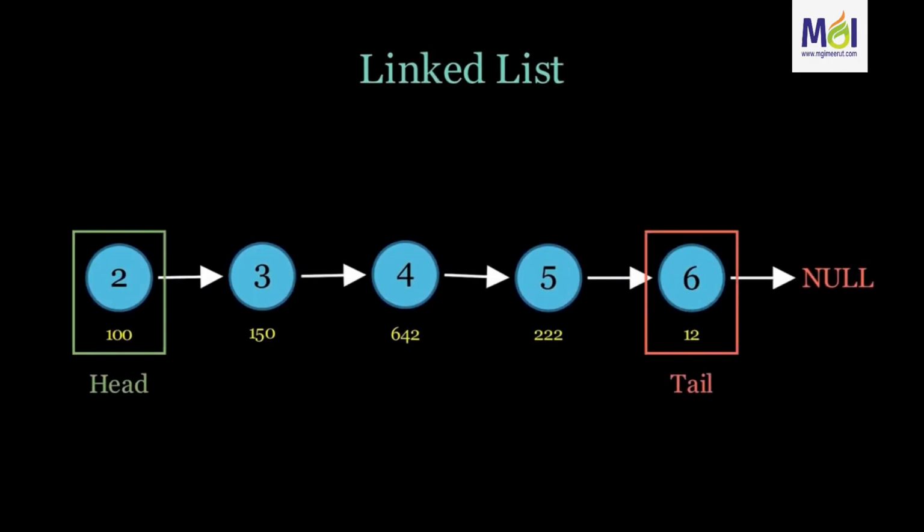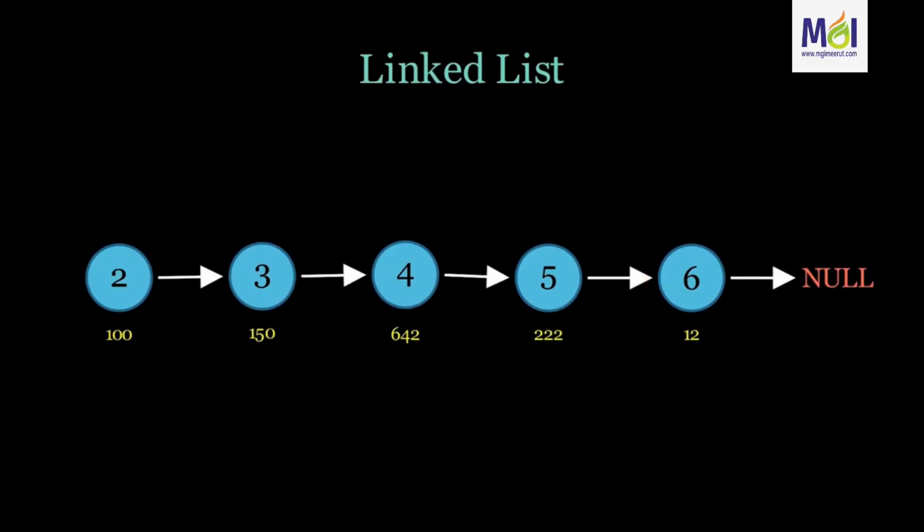The first node of the list is known as the head node, and the last node of the list is known as the tail node. This specific type of linked list is known as a singly linked list because there is only one pointer per node. We will explore other types of linked lists later in the video.